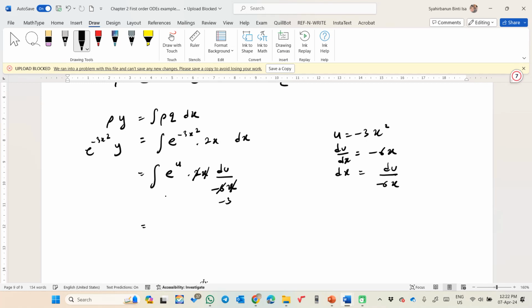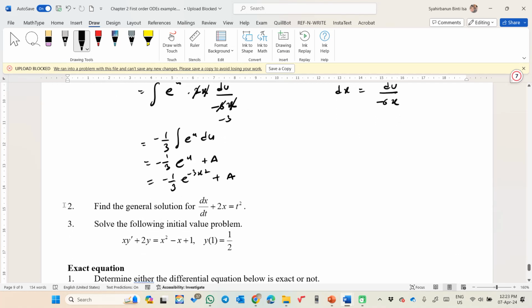So this is what, negative 1 over 3, yeah? 1 over negative 3, or negative 1 over 3, e to the u du. So this is just a simple integration, e to the u plus a. So substitute back u, negative 1 over 3. So u is negative 3x squared plus a, right?